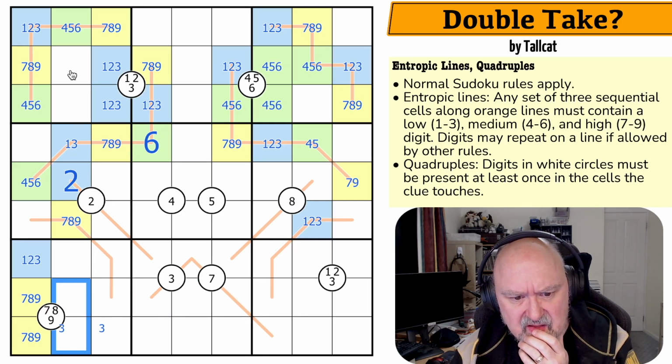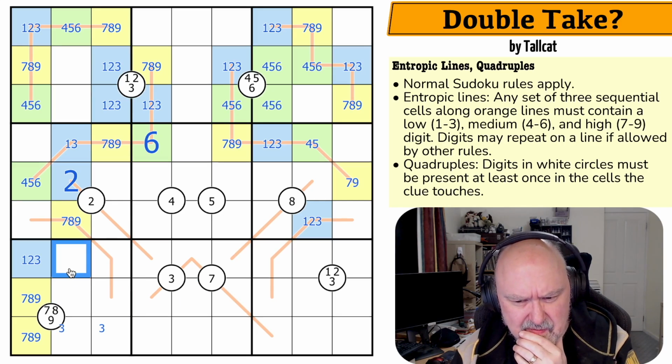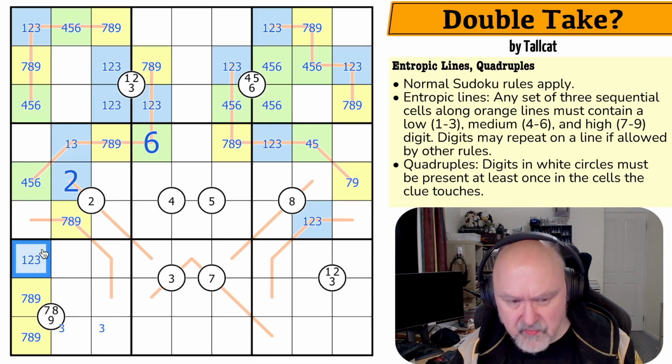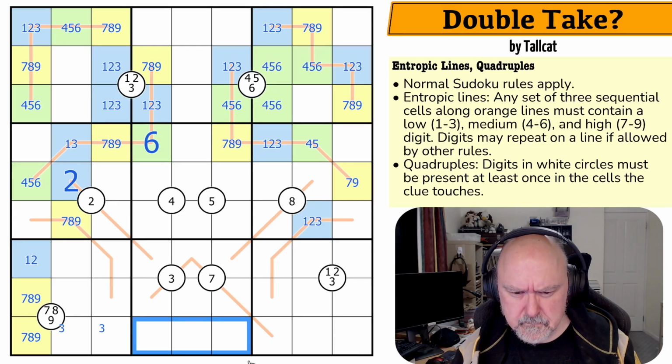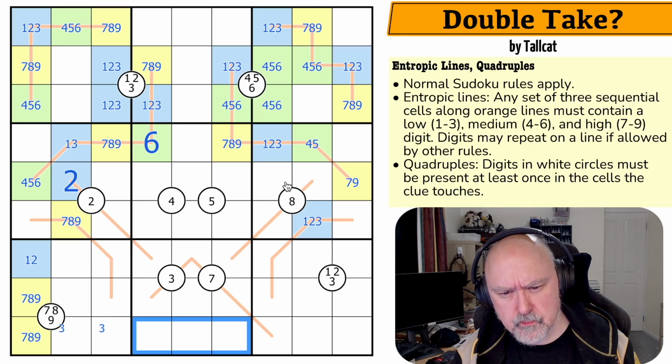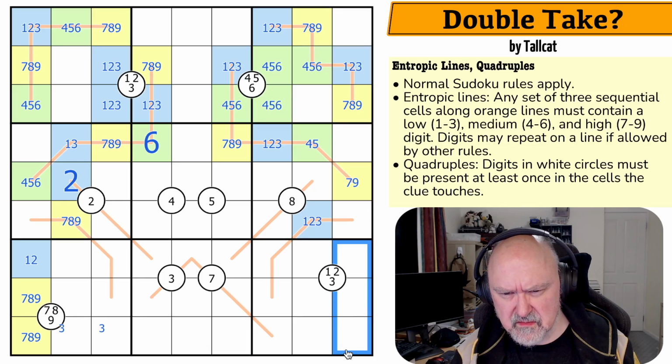There is a high in here. There's a high in here. So this isn't high. This isn't a 3, by the way, because the 3 is down here because of the overlapping quads. Whatever that digit is goes in one of those two, and therefore down here. That digit is one of those two and therefore down here. So there is a medium down here.